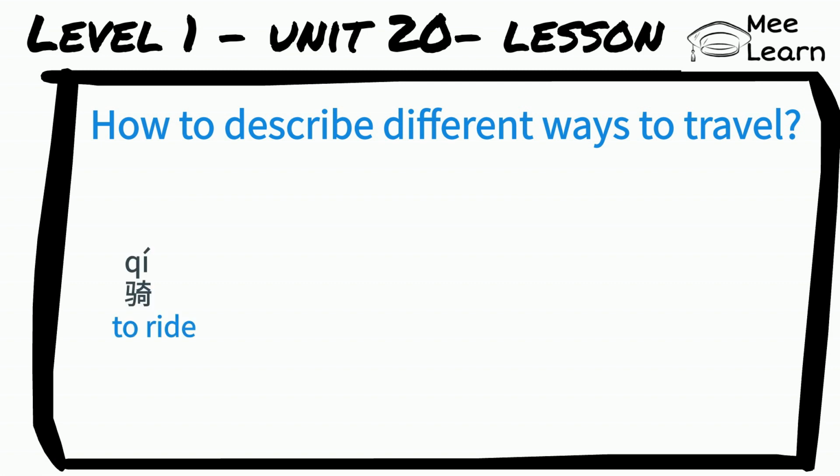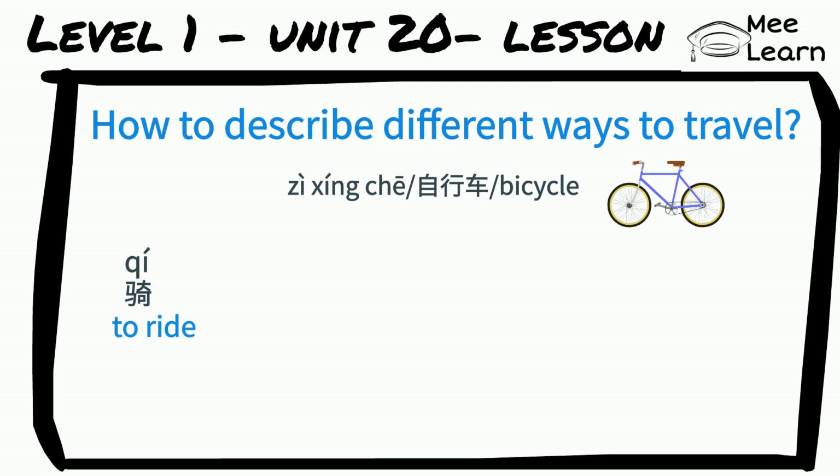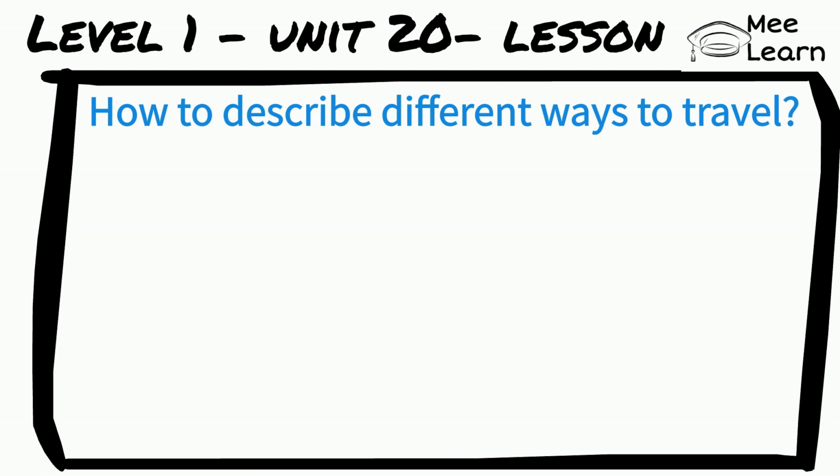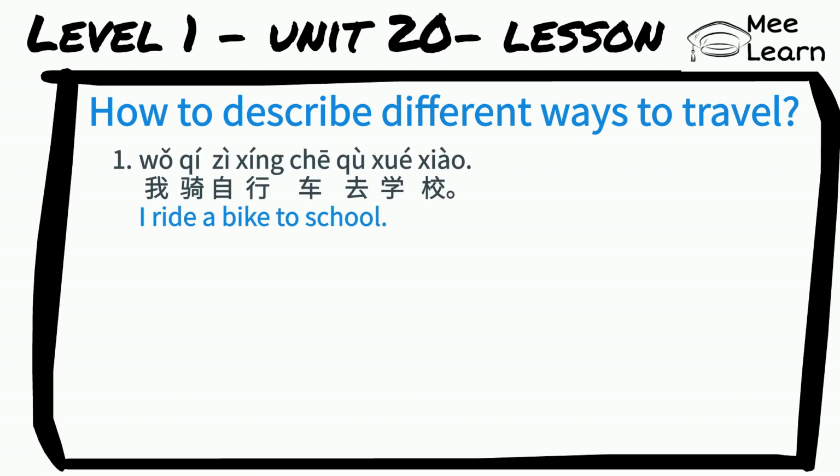骑 to ride. 骑自行车 to ride a bicycle. 骑摩托车 to ride a motorcycle. 骑马 to ride a horse. Please note here, to use this verb 骑, you have to use objects like bicycle, motorcycle, or horse that you have to mount. 我骑自行车去学校 I ride a bike to school.